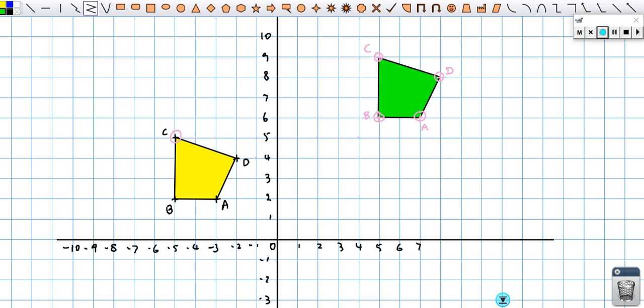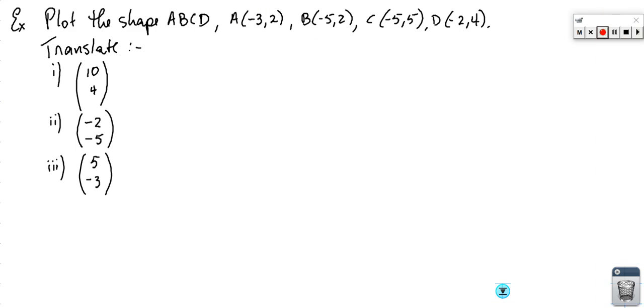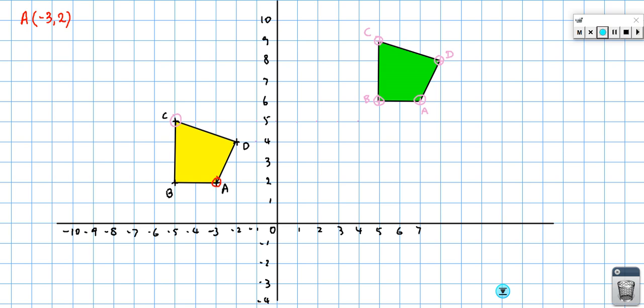And now I'm going to use the working. Okay, so we'll have some working. Let's consider point A now, which has coordinates minus 3, 2. And I need to translate that using vector minus 2, minus 5. So minus 2, minus 5. If I add, I get minus 5, minus 3. So I'm going to do that. Minus 5, minus 3. So that's point A.